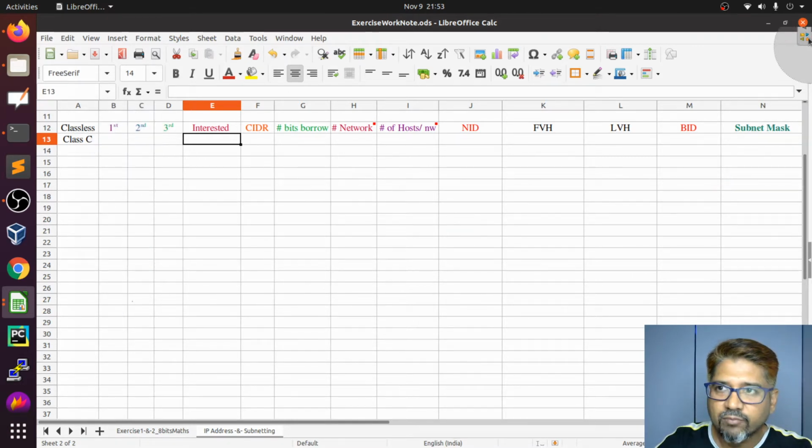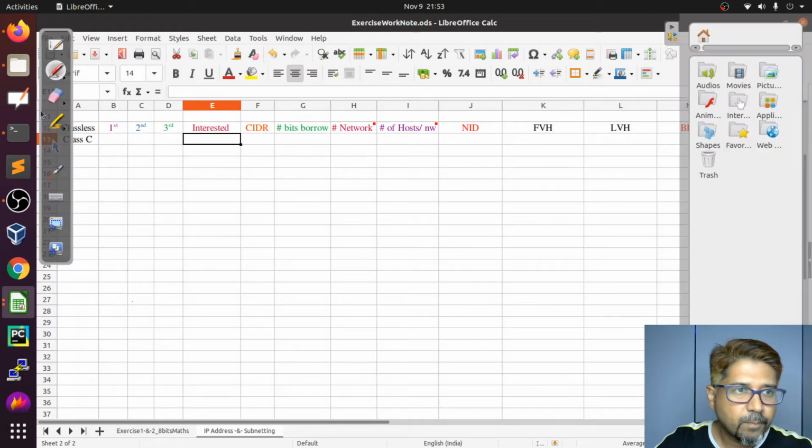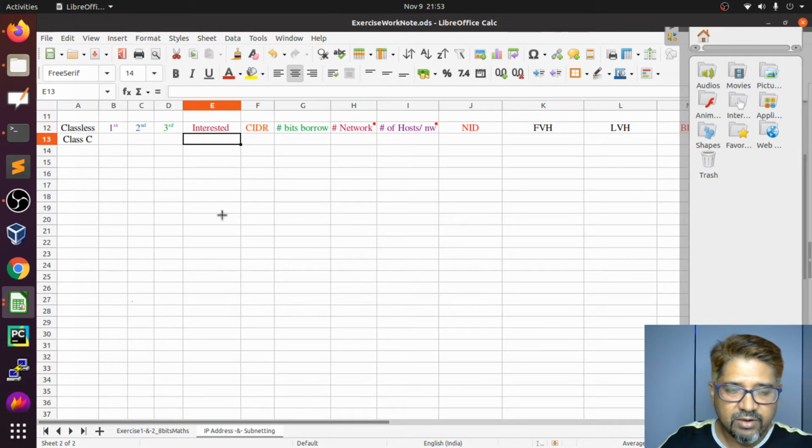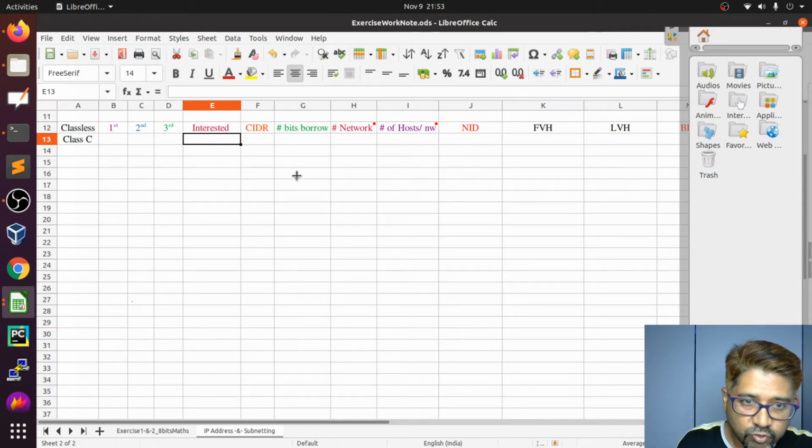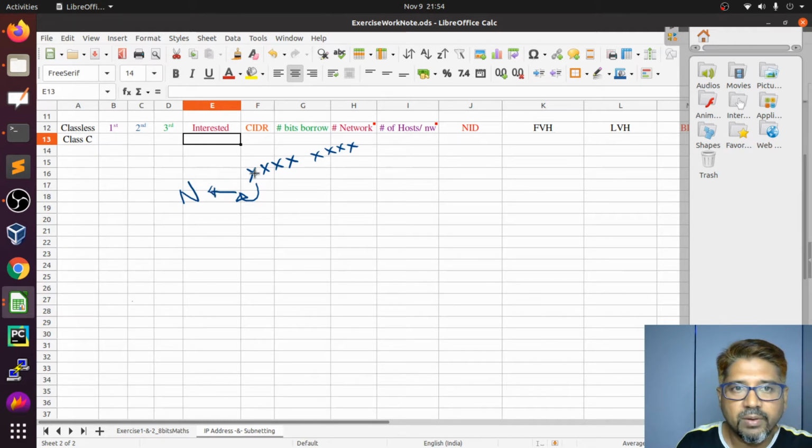Here you have to concentrate on the table, on how many bits we are going to borrow. We have 8 host bits. I'm going to make it 4 and 4 pairs, the best practice. And this first bit is going to be borrowed from the host bits into the network bits.